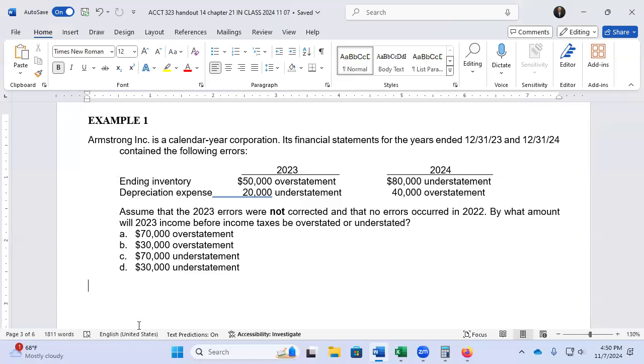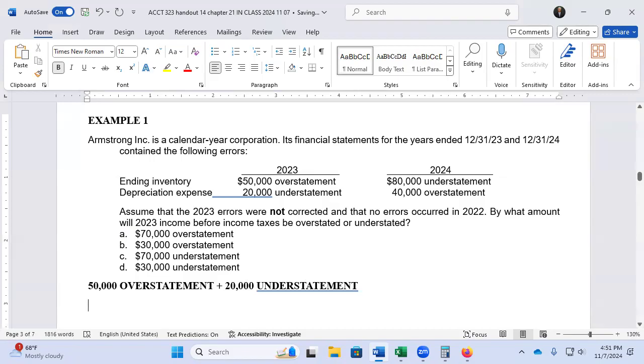So assume that the 2023 errors were not corrected and that no errors occurred in 2022. By what amount would the 2023 income before taxes be overstated or understated? And so here we're looking at this and we've got a 50,000 overstatement plus a 20,000 understatement.